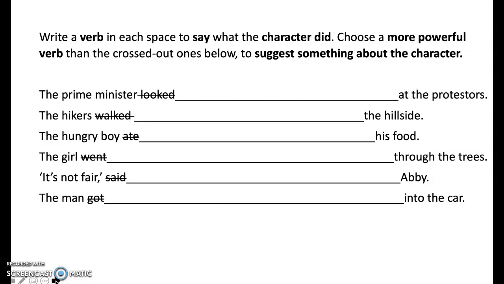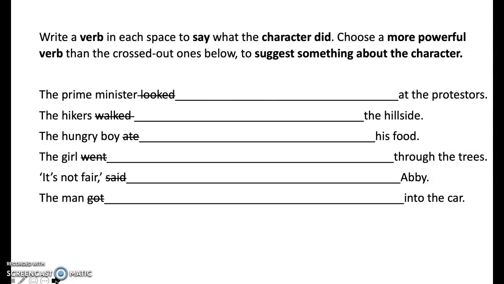You're going to write a verb in the spaces provided and you're going to say what the character did. So you're going to choose more powerful verbs than the ones that have been crossed out, and it's going to suggest something about the characters. For example, the Prime Minister looked at the protesters. You're going to change that to a more powerful verb which would suggest how either the Prime Minister is feeling, or what mood the Prime Minister is in, or what kind of character the Prime Minister is.